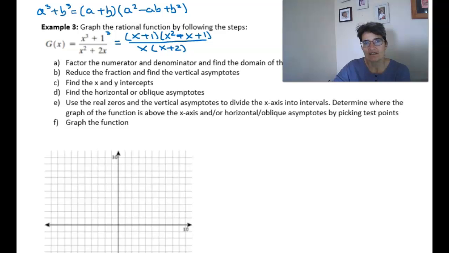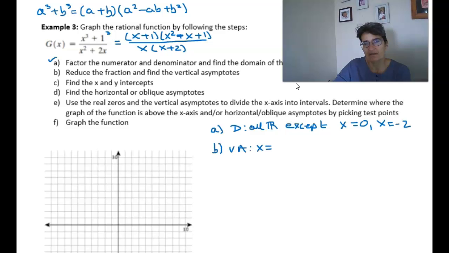Now the domain. Alright, so the domain is all real numbers except for what makes these 0. So except for x is 0 and x equals negative 2. Okay. Reduce the fraction and find vertical asymptotes. It does not reduce. So both of these excluded values are vertical asymptotes. So there's a vertical asymptote at x equals 0 and another one at x equals negative 2.